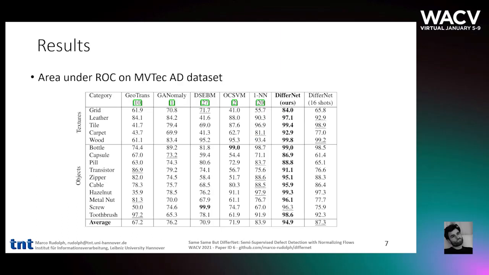Let's take a look at the experimental results. We varied this mentioned threshold to calculate the area under the ROC curve for detecting defects from the MVTech AD dataset. As can be seen, we set new state-of-the-art results for almost every class. Surprisingly, even the training on 16 out of 100 samples per class outperforms competitors.